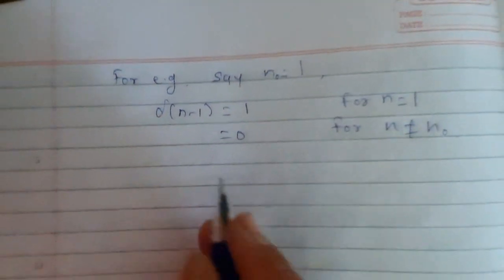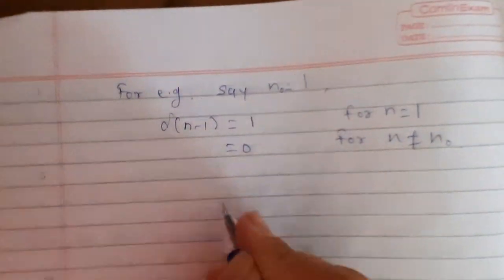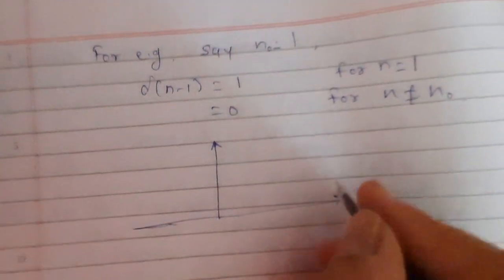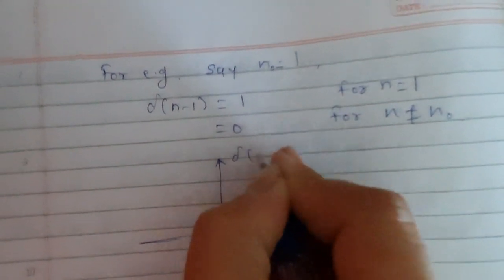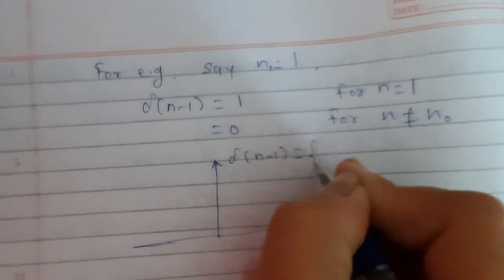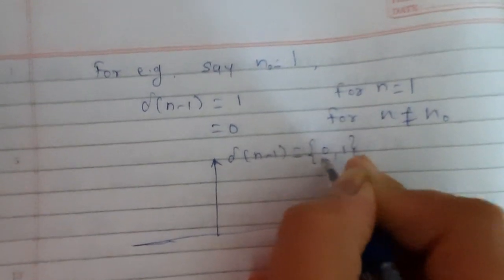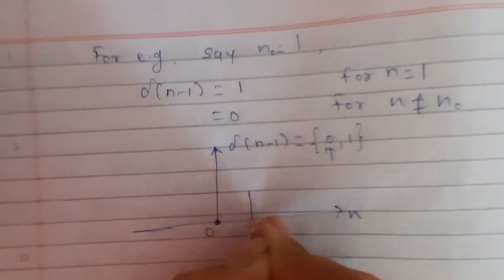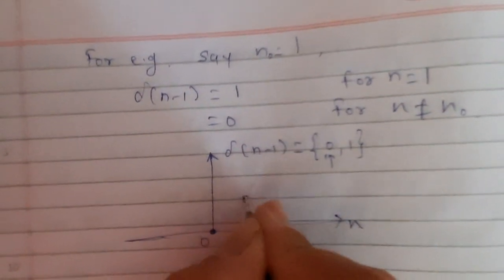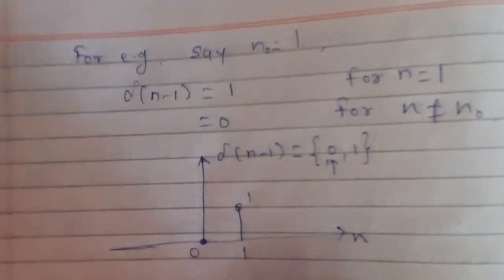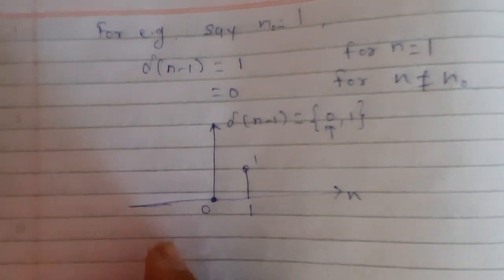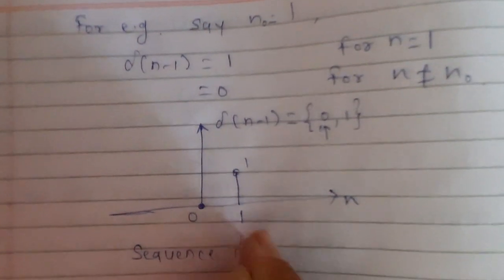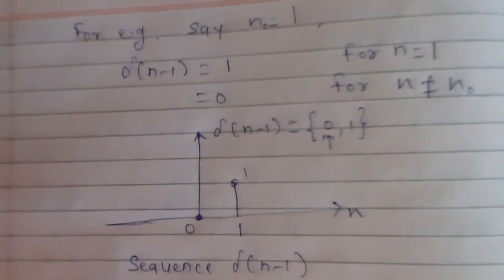Now we will draw the sequence for delta of n minus 1. This is n, this is delta n minus 1. It has values for 0 and for 1, it is here. So this is the sequence for delta of n minus 1.